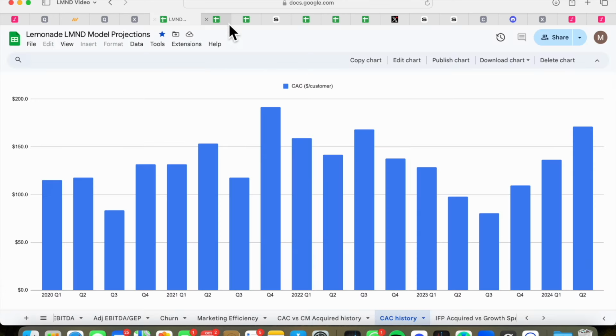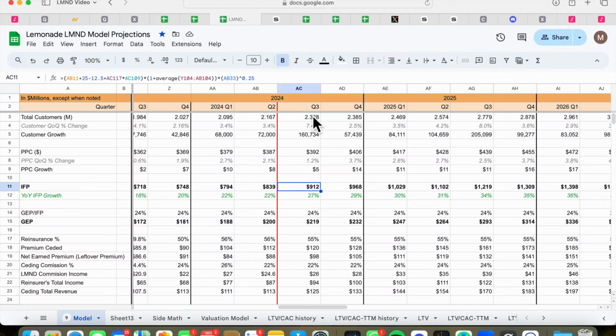My number, I think, is too high. Honestly, it feels too high, but what I'm getting right now is about 912 million in-force premium for this quarter. Here's how I'm going to get that. I take the previous quarter, 839 million, so the book of business you had. Then I'm adding 25 million.